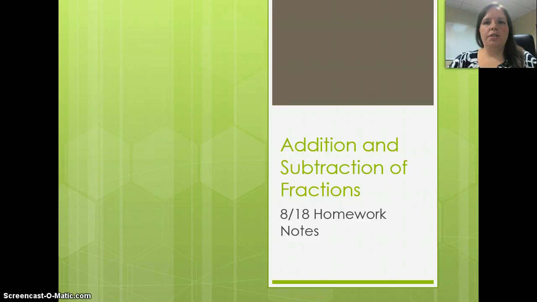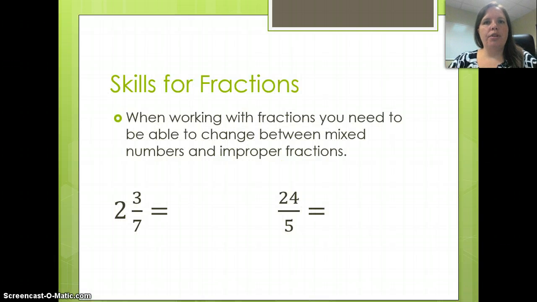All right, so addition and subtraction of fractions is going to be our video for tonight, looking at both positive and negative values as well. When we talk about fractions, before we get into addition and subtraction, the skills you're going to need: basically, you need to be able to do two things with fractions to work with them. And the first is changing between mixed numbers and improper fractions.